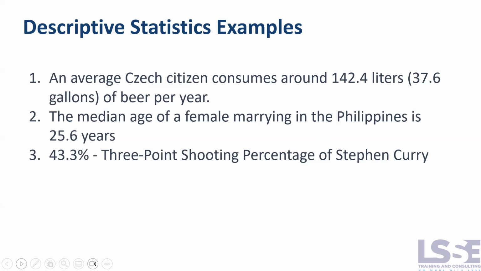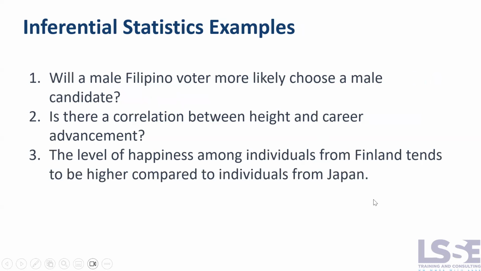Here are some examples of inferential statistics. So it could be in the form of a question, or normally in inferential statistics, you have a hypothesis and you try to validate that by gathering data. So the first one is, will a male Filipino voter more likely choose a male candidate? So you're making an inference about the likelihood of a voter to choose a male candidate. So you are making an inference based on the available data that you have.